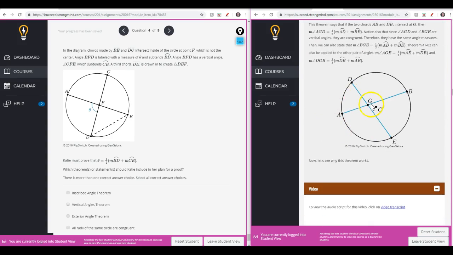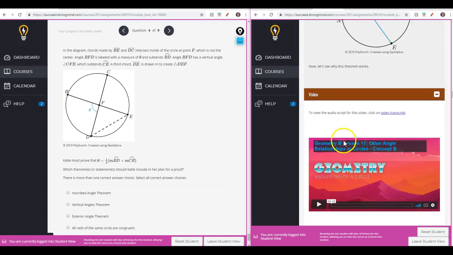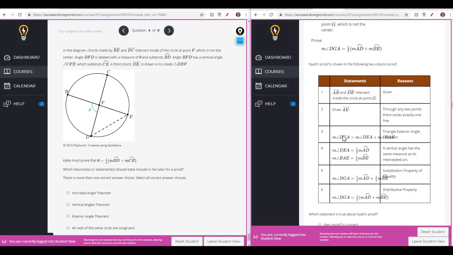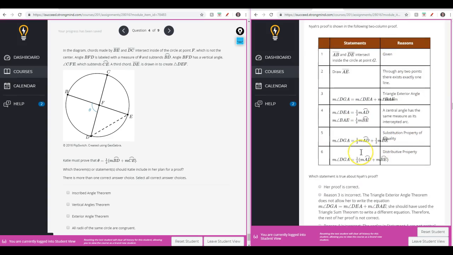Okay, so this picture looks similar. Here is a similar statement. Angle DGB is equal to 1/2 the arc DB plus 1/2 the arc AE. So this is going to be right up our alley. So I'm going to be using this as an example.